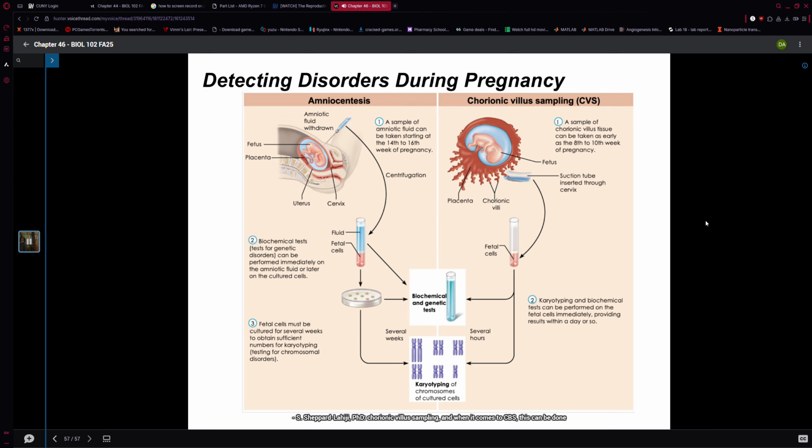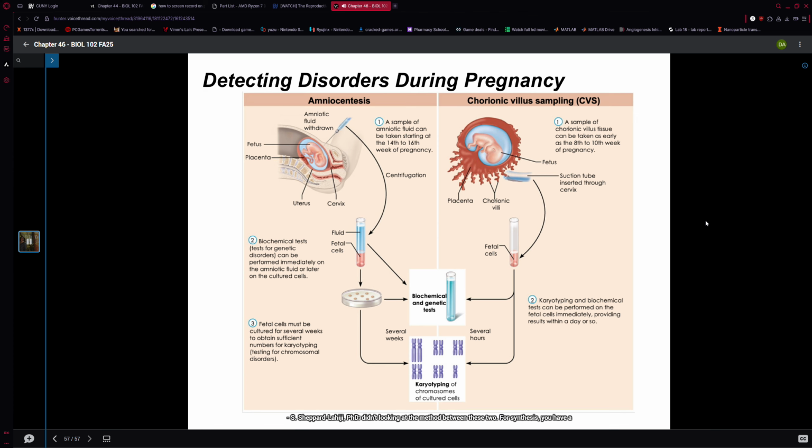And when it comes to CVS, this can be done earlier in the process. So notice that it says 8th to 10th week of pregnancy, whereas for amniocentesis, it's a little bit later, 14th to 15th week of pregnancy. But in both instances, the goal is the same, which is to acquire fetal cells, because within those fetal cells, we have information related to genes. And so we can sample those cells and then ultimately generate a karyotype. And again, a karyotype is a way of organizing chromosomes so that we can look for any abnormalities, any extra chromosomes or chromosomes that are missing, chromosomes that may be partially deleted or translocated, moved to another position.